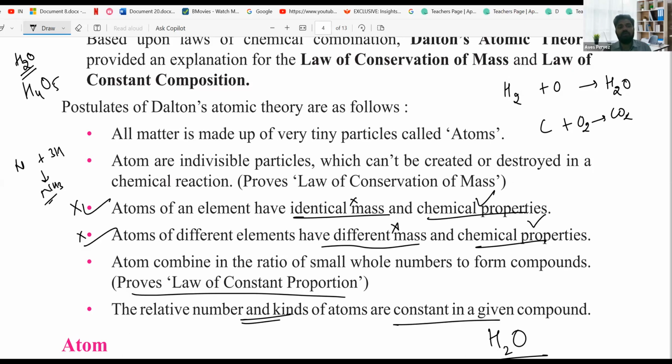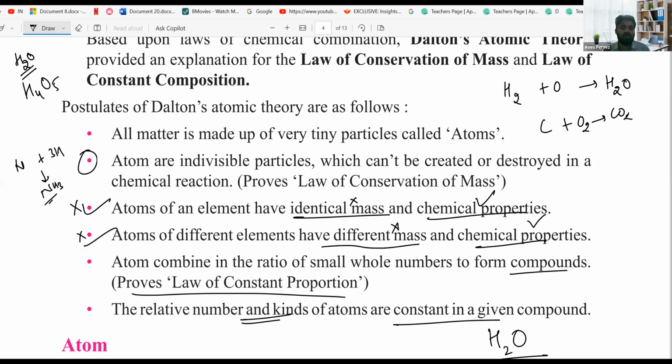Okay. So the drawbacks, more clearly, the drawbacks of this question. What is being asked in the examination? Which postulate in Dalton's theory supports the law of conservation of mass? This postulate says that atoms are indivisible, which can't be created or destroyed in a chemical reaction. This postulate supports the law of conservation of mass. And second, which postulate supports the law of constant proportion? That is, atoms combine in a ratio of whole numbers to form compounds.